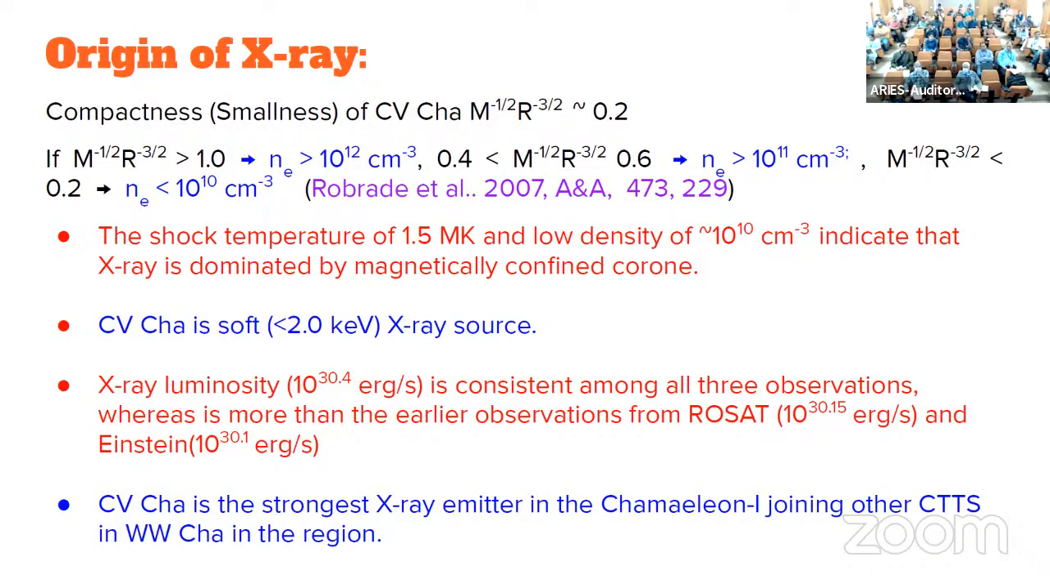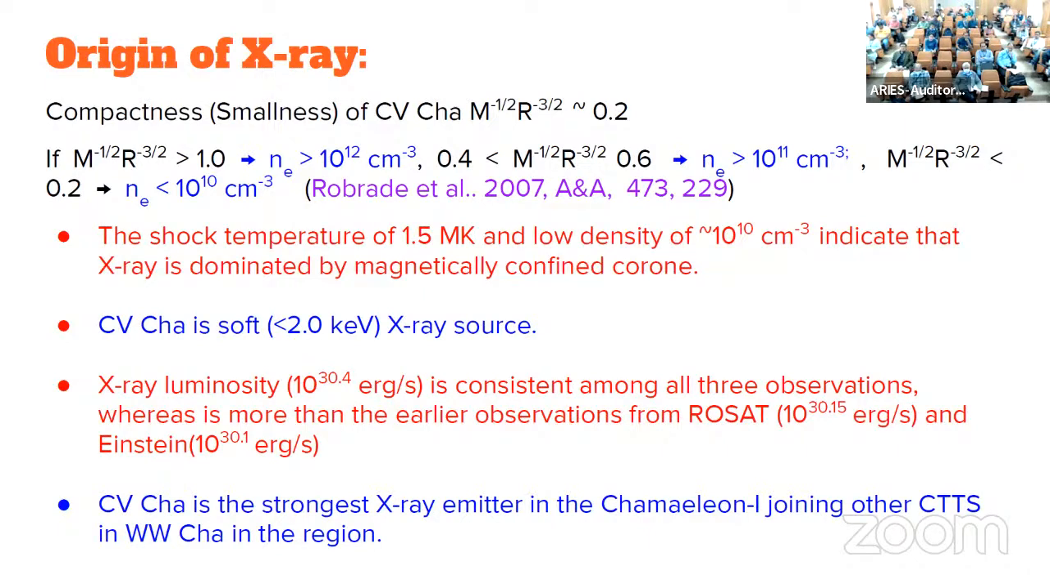So I also tried to see the compactness, which some people call the smallness, by this parameter, which comes to around 0.2. Then Robert correlated it with the density, and they found that if this parameter is less than 2, the density will be less than about 10 to the power of 10 per cubic centimeter, which is basically found in coronally confined plasma, not in the case of an accretion source, where the density is quite large.